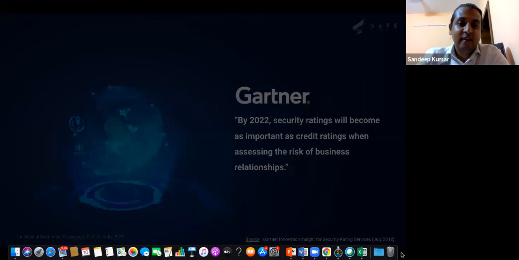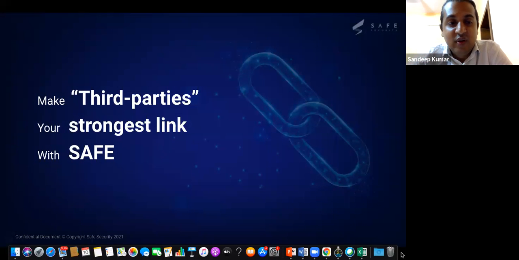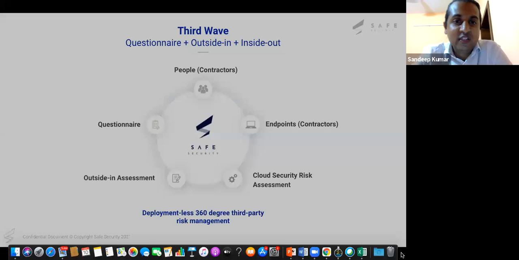Now, keeping all this in mind, how does Safe Security propose organizations make the third party the strongest link? Using a platform called SAFE, which stands for Security Assessment Framework for Enterprise. So let's look at it.